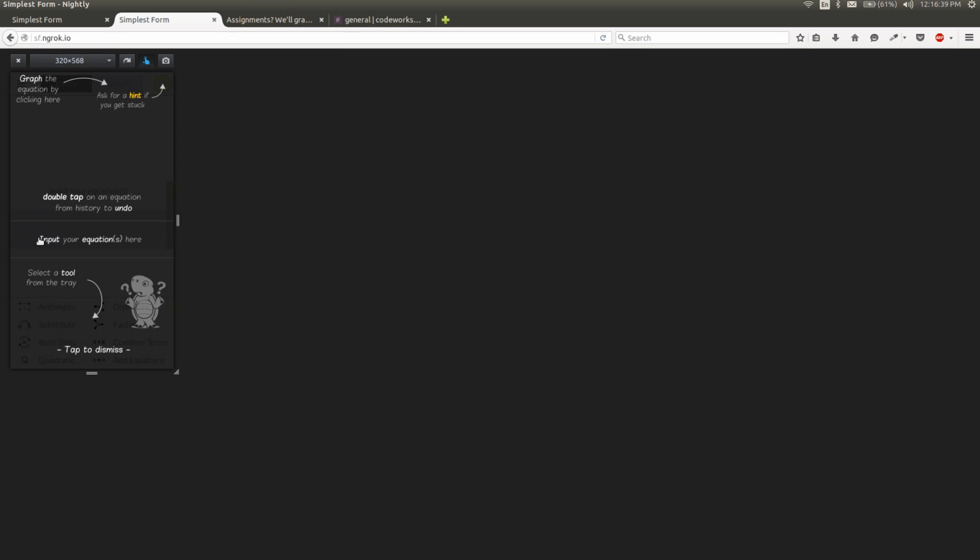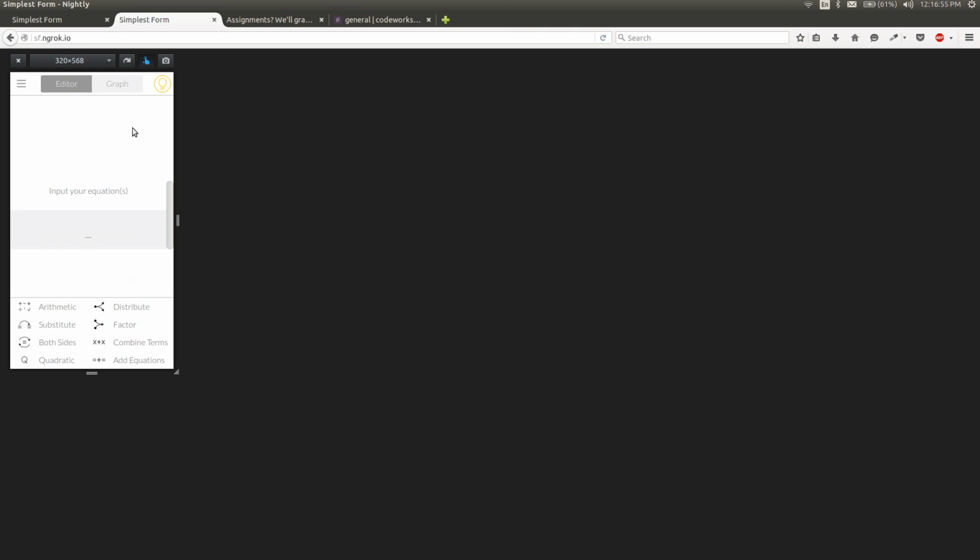I can see I have a tray here with tools, not unlike Photoshop, except that you're editing equations. I can input my equations here, ask for a hint if I get stuck, graph my equations to get visual intuition by clicking here. Let's just go ahead and try a problem.